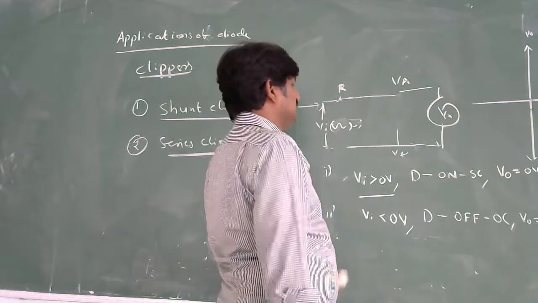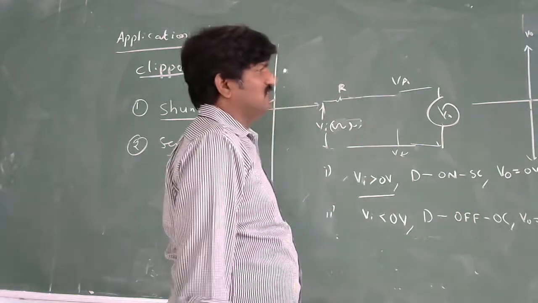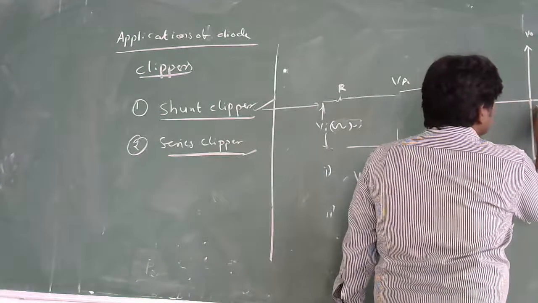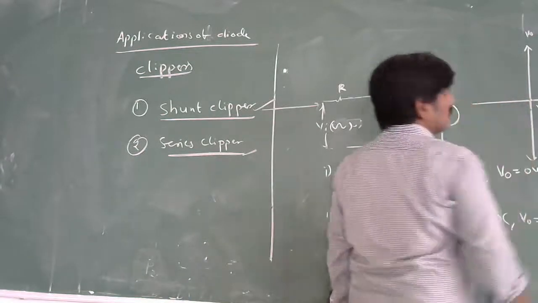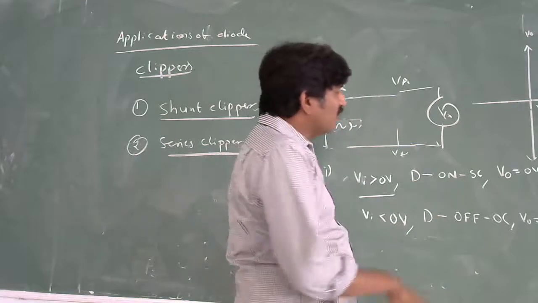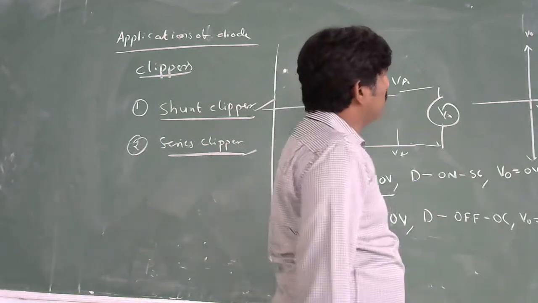Then let me consider Vi greater than 0 volts. What coordinate is this? This is Vi greater than 0 volts. What is happening? The diode will become on. The diode is short circuited. What is the output voltage? 0.